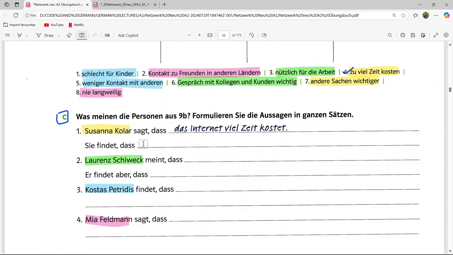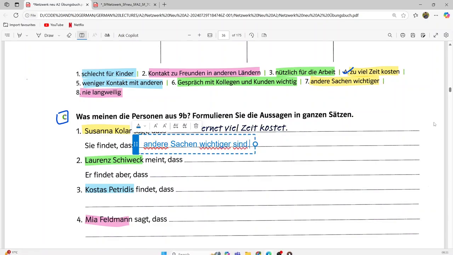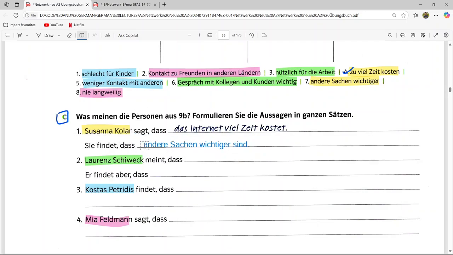Okay, so let us make the sentence. Sie findet, dass andere Sachen wichtiger, and then at the end the verb sind. She also finds that other things are also important. So about Susanna it is done.